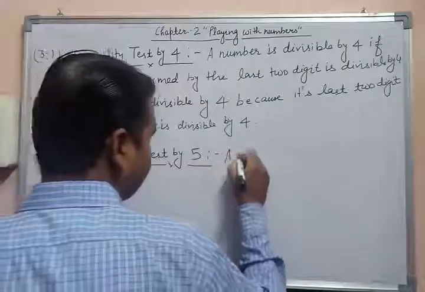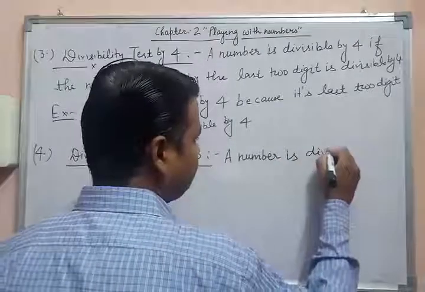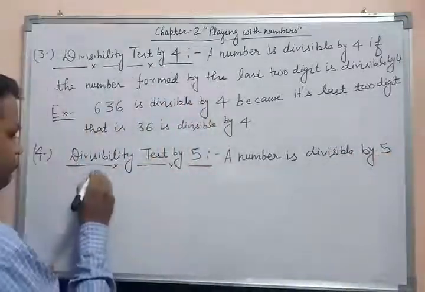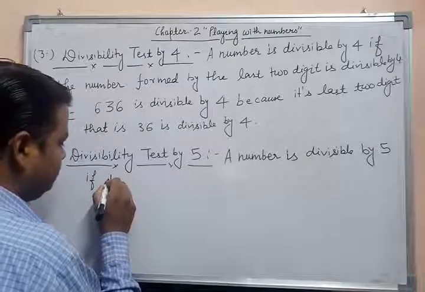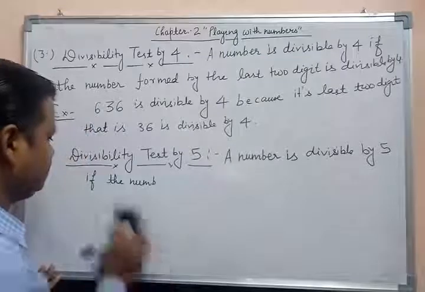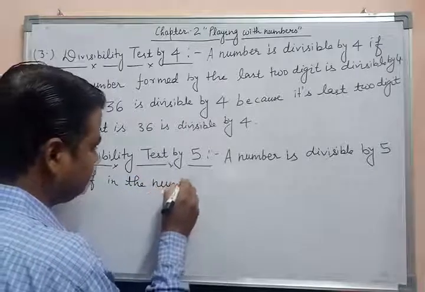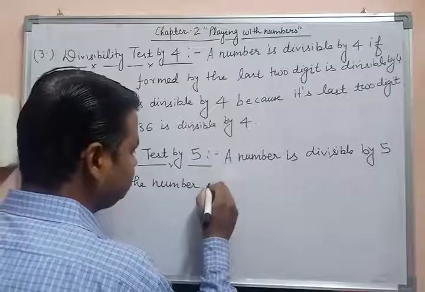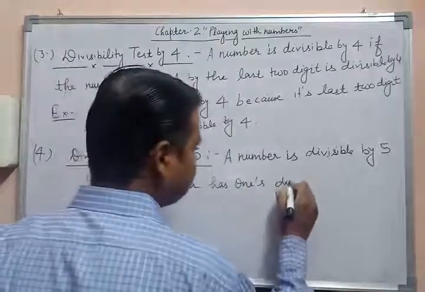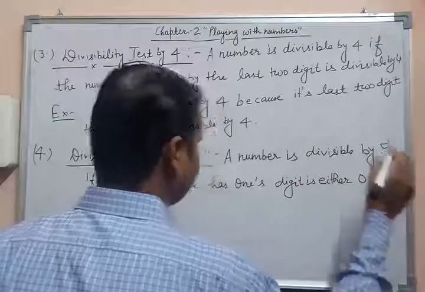A number is divisible by 5 if the number has its ones digit either 0 or 5.